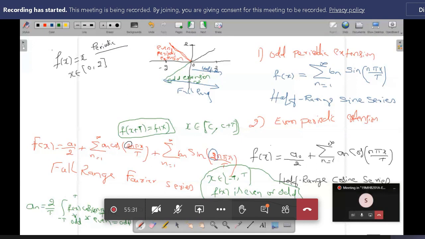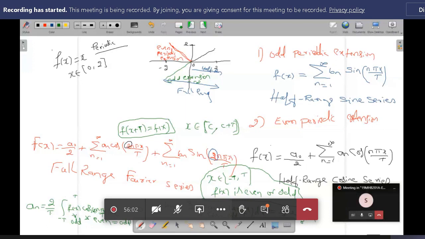So only bn remains, where bn is 2 by t integration from minus t to t of f of x into sine of 2n pi x by t dx. Here f of x is odd and sine is odd. So odd into odd, the integrand becomes even. So this result will be 2 by t into 2 times the integral from 0 to t of f of x, the same integrand.